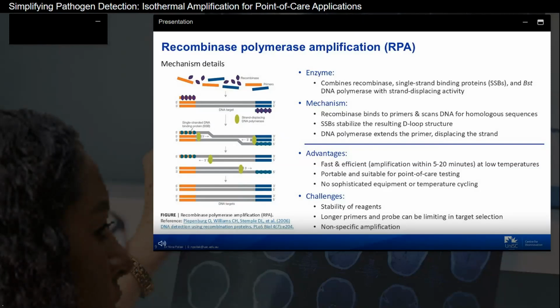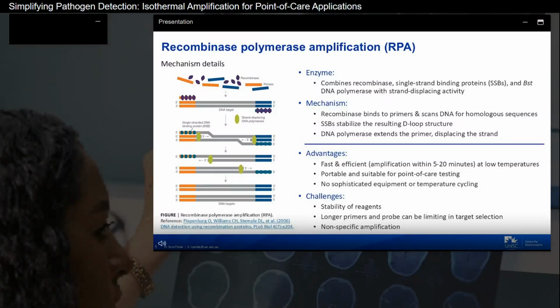here in purple, binds to primers and scans the DNA for homologous sequences, shown in the top of the figure. This forms a D-loop structure, which is stabilized by single-strand binding proteins, depicted here in cyan. Next, the DNA polymerase, in light green, extends the primer, displacing the strand and leading to amplification.